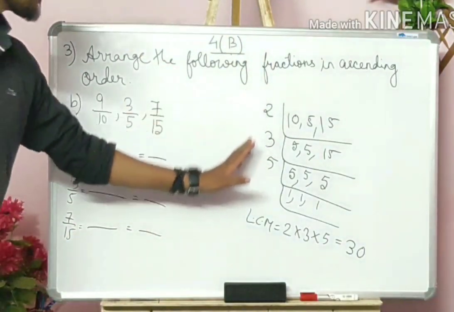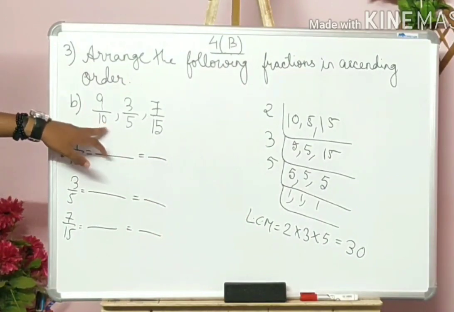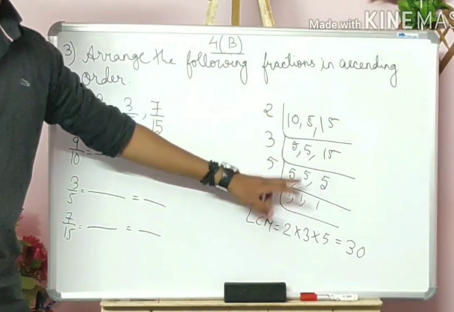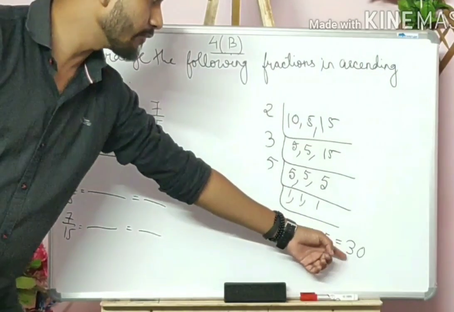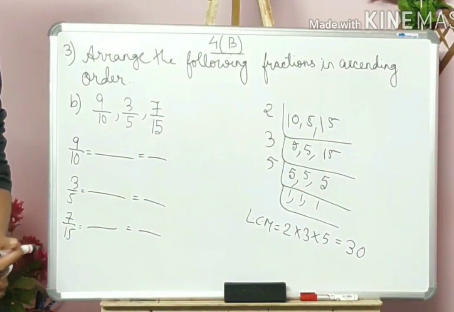So I think for this part, what you have to do is just see the question, write the denominators and find the LCM of those numbers. We have just written them, and we have got 30 as the answer. Okay. Now what do we have to do with the LCM part?